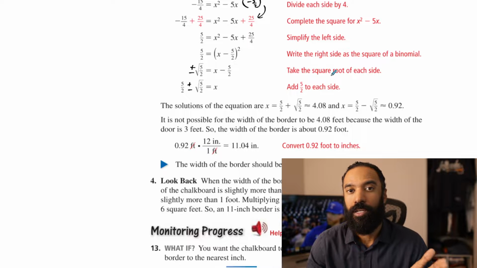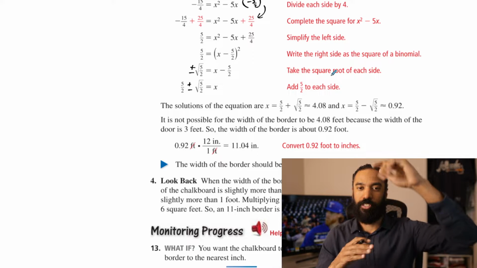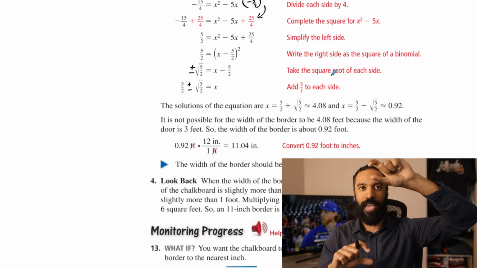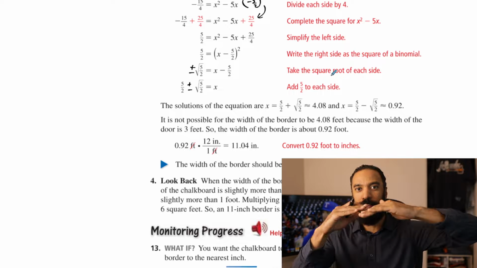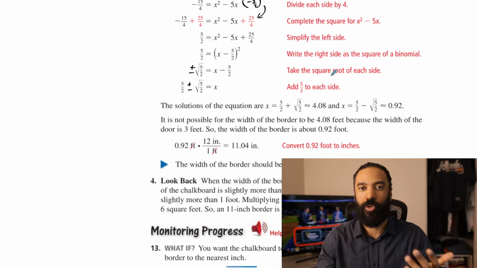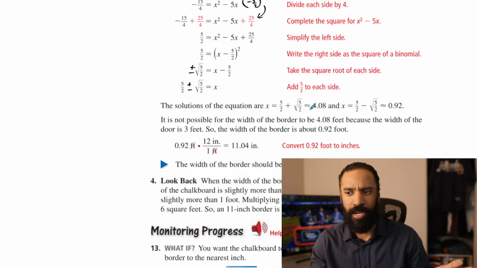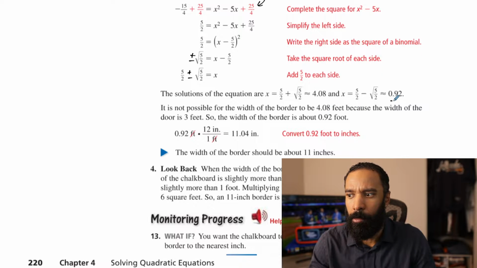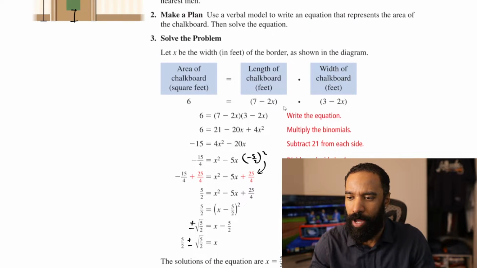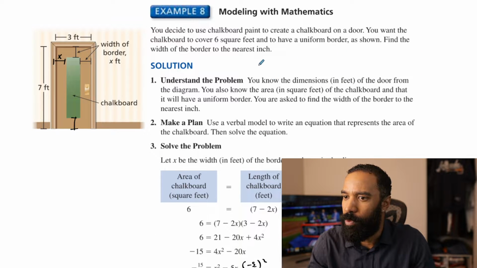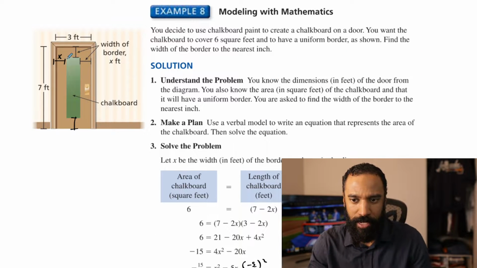4.08 is too big. You can't have widths on a 7-foot tall door, and you can't have these edge parts be 4 feet big. There's too much crossover there. It's way too big. Same thing with the 3-foot side, obviously, but even the 7 feet, it's just too big. 0.92 seems to be the value that represents that width. Now, what did they want for this answer? They wanted to find the width of the border to the nearest inch.